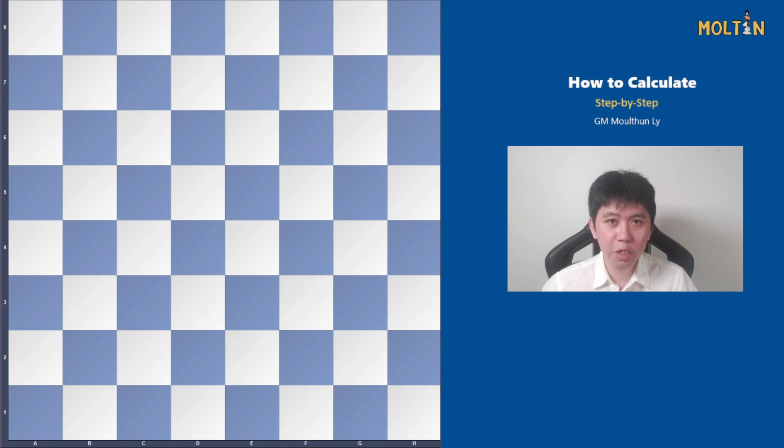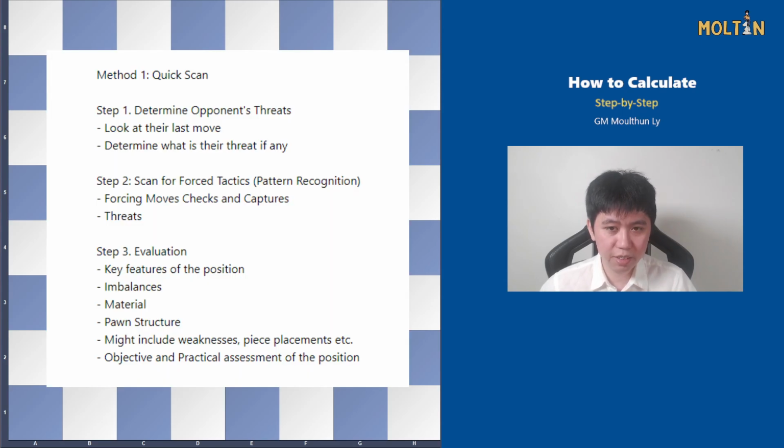So when it comes down to calculation, there are essentially 2 main methods which most people will use. In the majority of cases, using the first method alone, you'll be able to work out the most optimal move in most positions. But in cases where you have a more complex position, then you might have to include the second method as well. So the first method I'll call the quick scan method, and this starts out by first determining your opponent's threat. So simply look at their last move and try to determine what idea they have in mind. Once you work out their idea, you can look for ways that you can try to stop it.